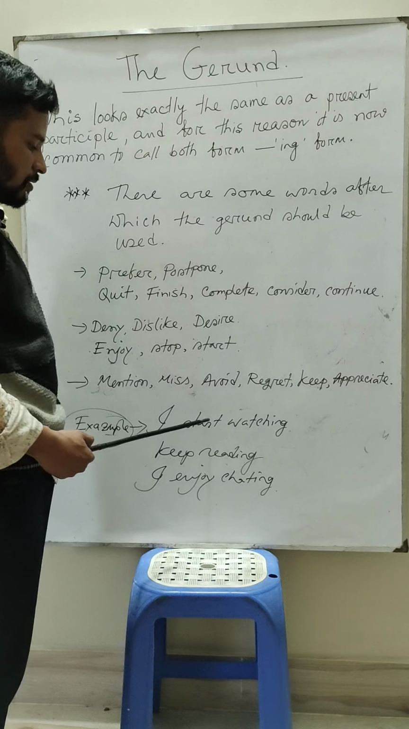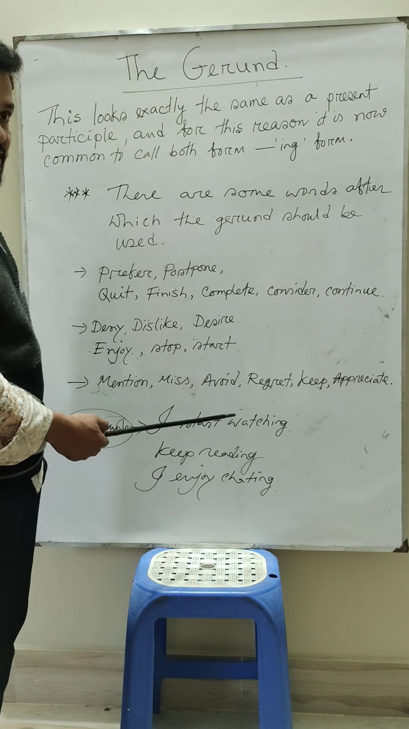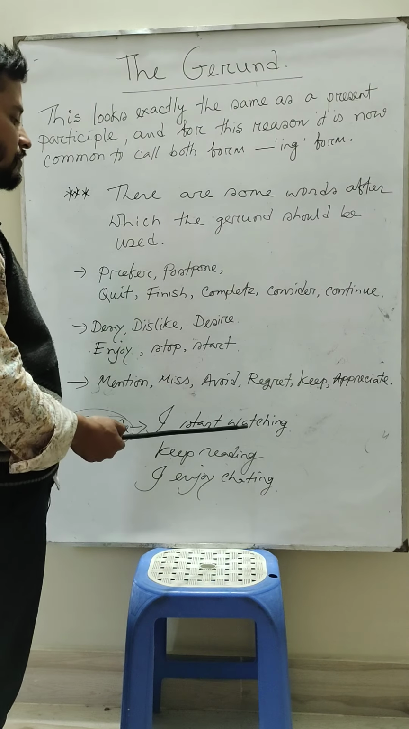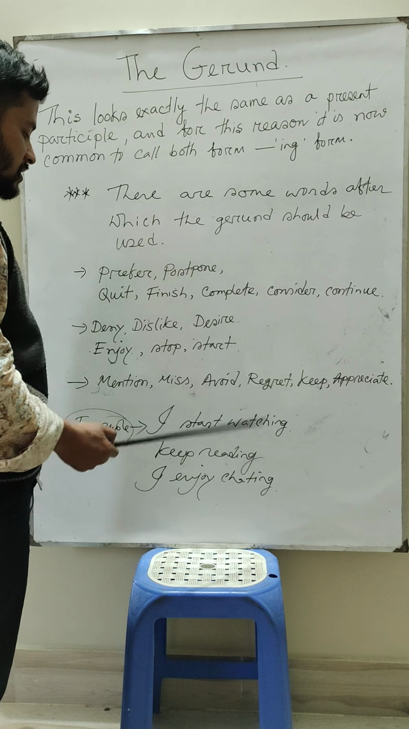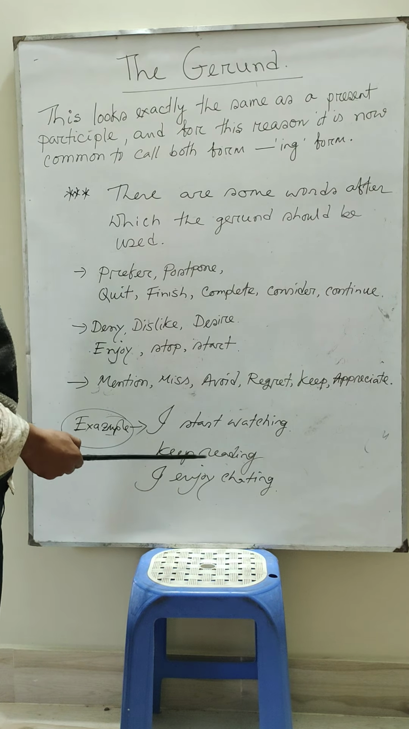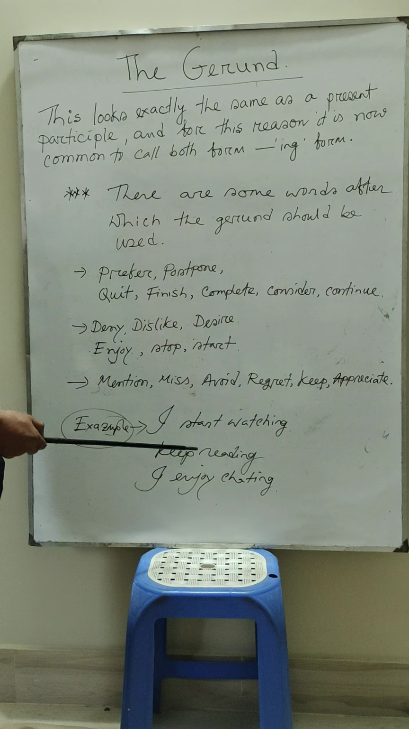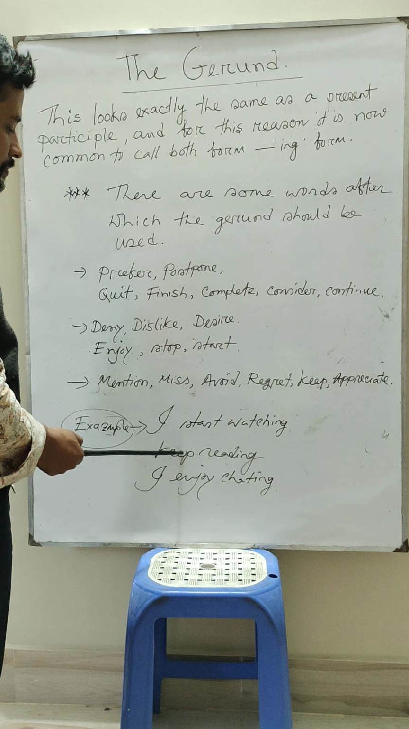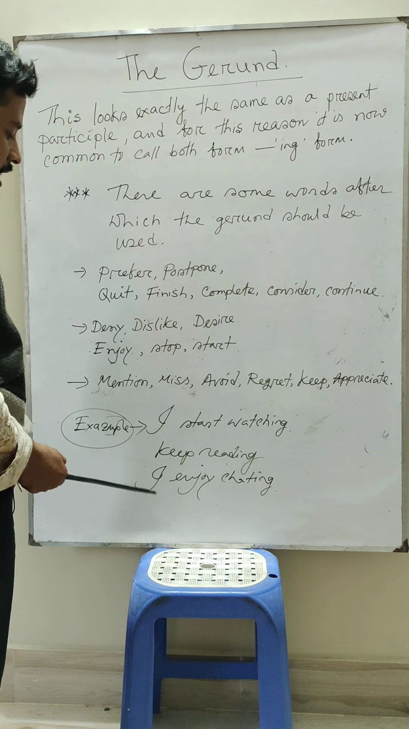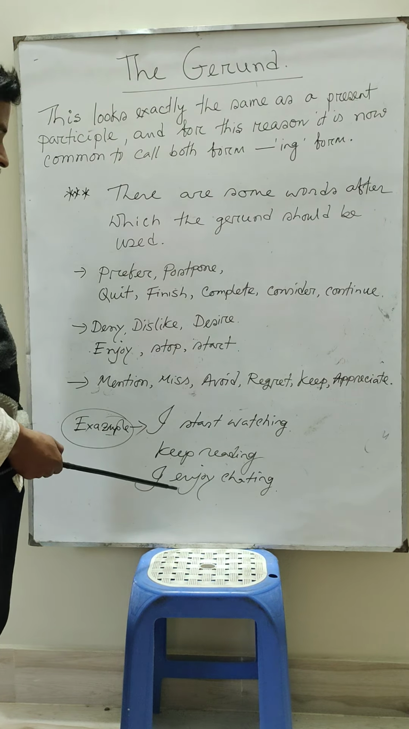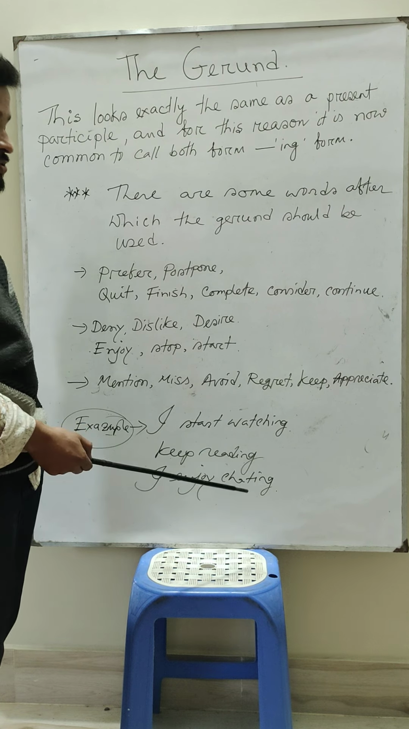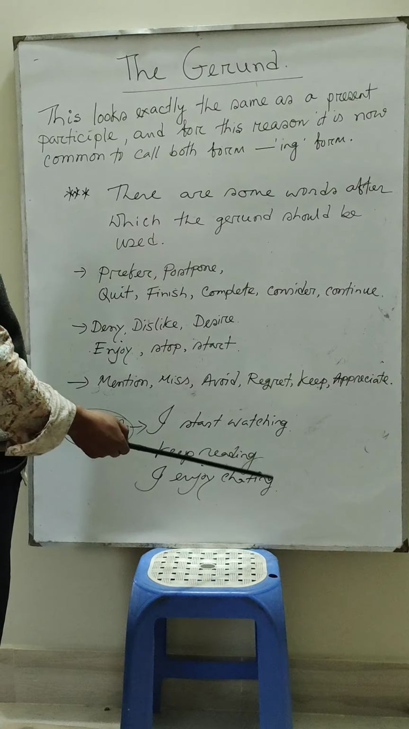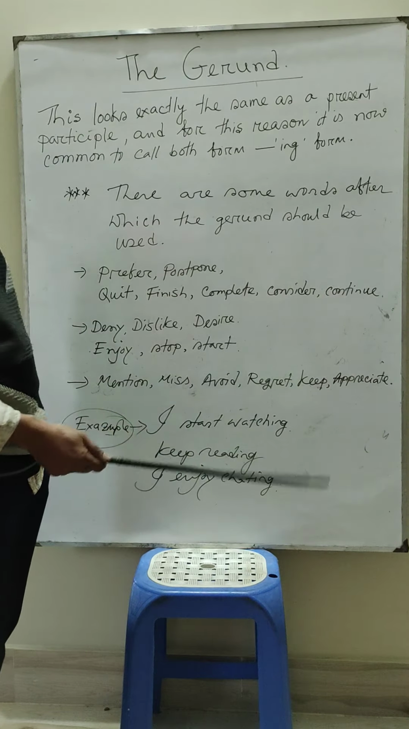If you write I start to watch, using the infinitive, it is wrong. You should use the gerund: I start watching. You never write keep to read; you should write keep reading, that means after the word keep you should use the gerund. I enjoy chatting; you never write I enjoy to chat. You should write he enjoys chatting or playing.